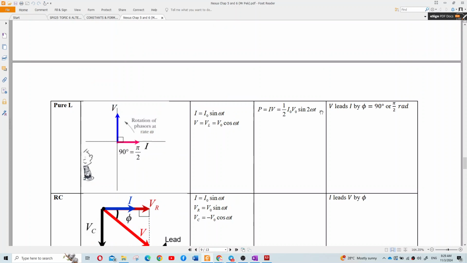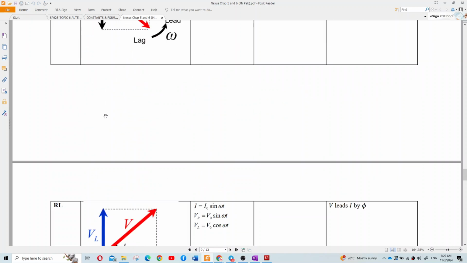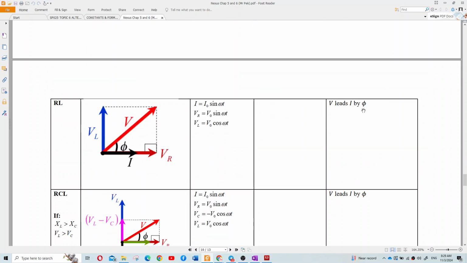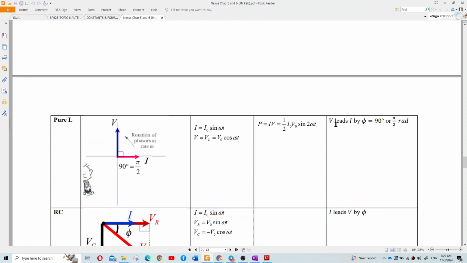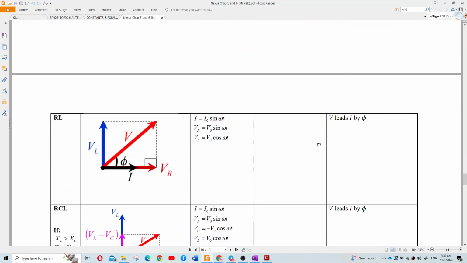In a pure inductor, voltage leads current by 90 degrees. But this time it is RL, so it's no longer 90 degrees, but it's still voltage leading, like a pure inductor. So RL also has voltage leading by phi radian, but it's no more 90 degrees. It's just less than 90 degrees, the phi radian.